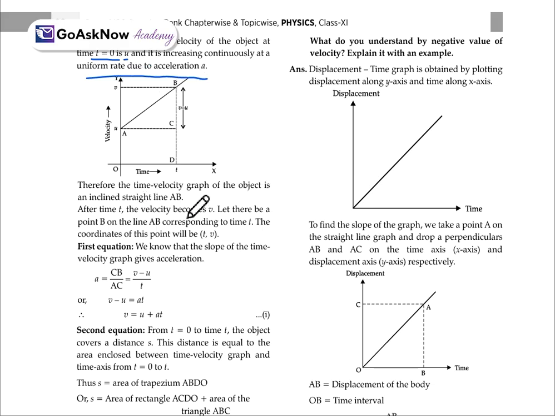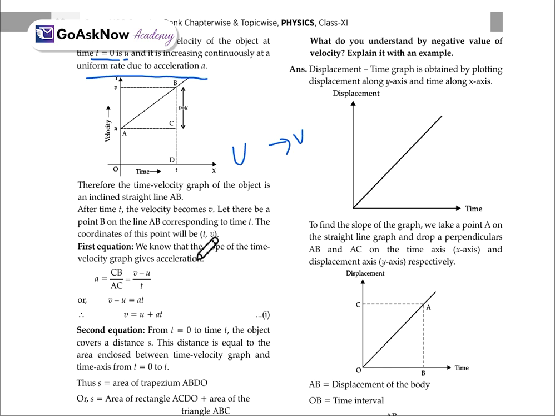After the time t, the velocity becomes v. Initially it was u, but just after the time t, it becomes v. It means the final velocity. Okay, let there be a point B on the line AB corresponding to the time t. The coordinates of this point will be t and v.